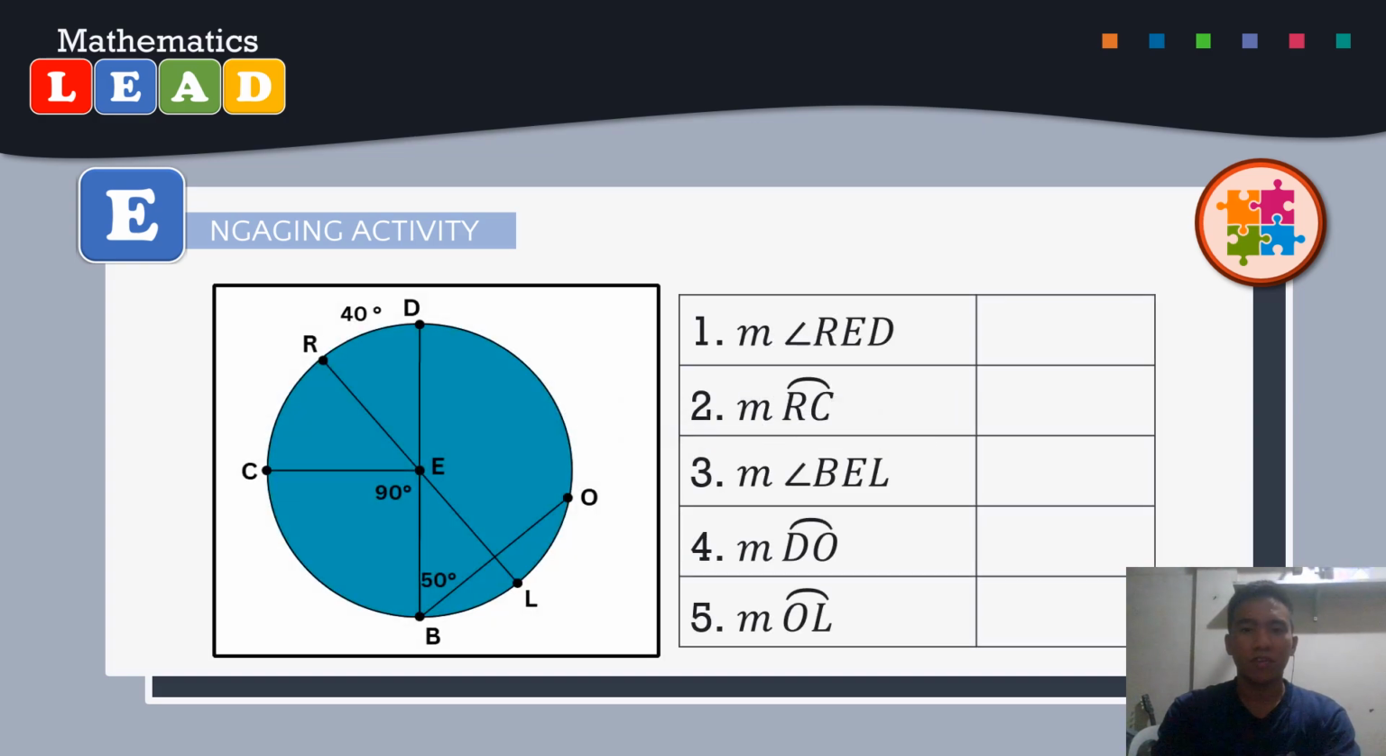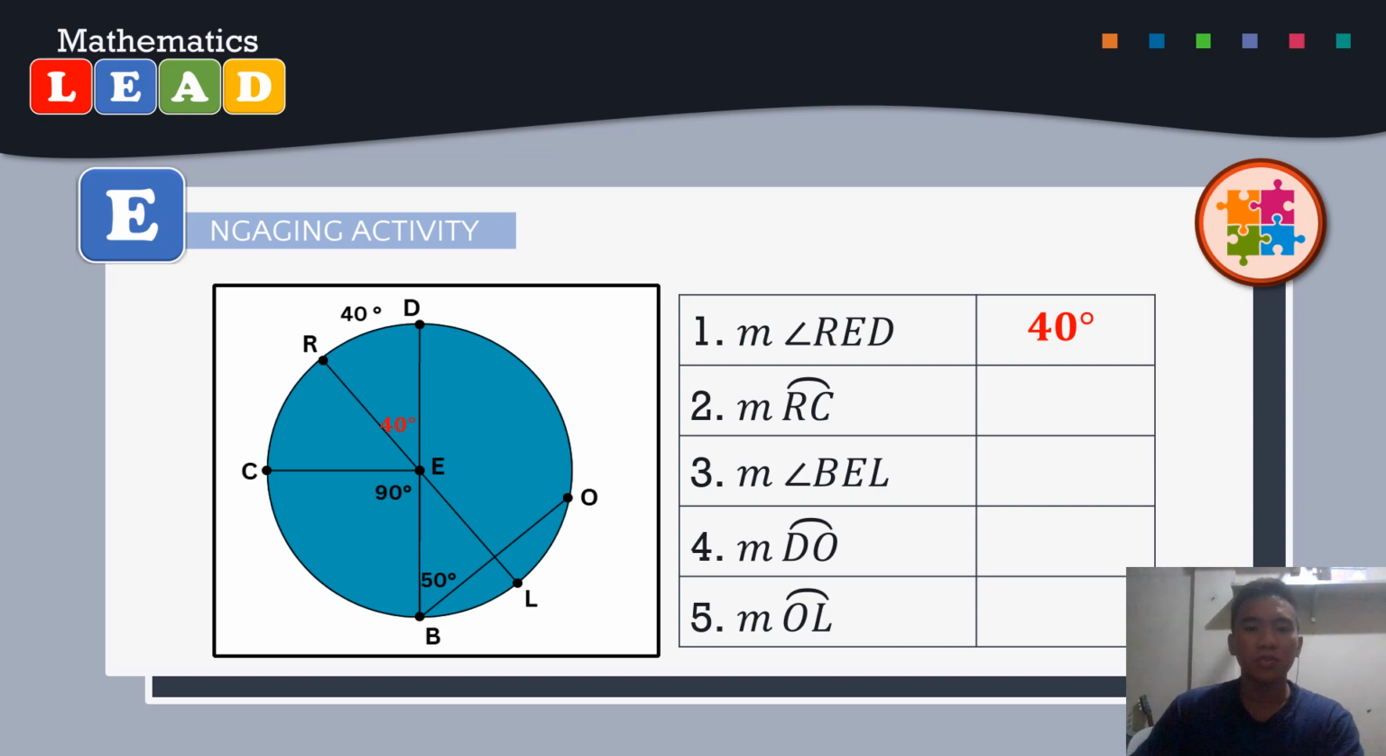First item, find the value of angle RED. Yes, that's right. Angle RED measures 40 degrees. As you can see, angle RED is a central angle. The vertex is at the center, and the measure of the intercepted arc is the same as the central angle. Therefore, the measure of angle RED is also 40 degrees.